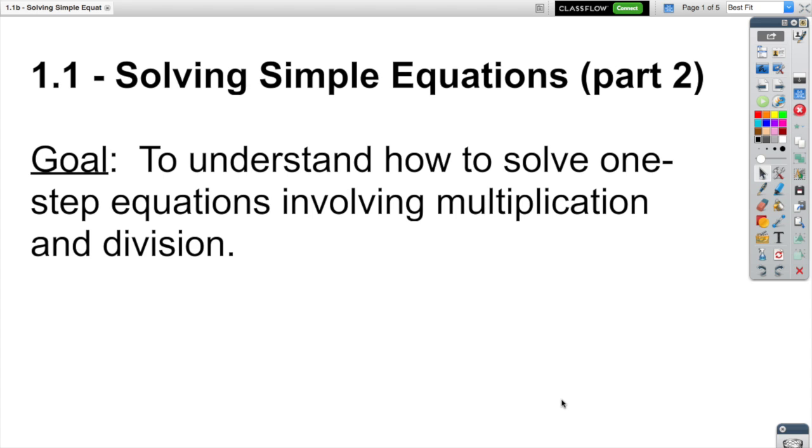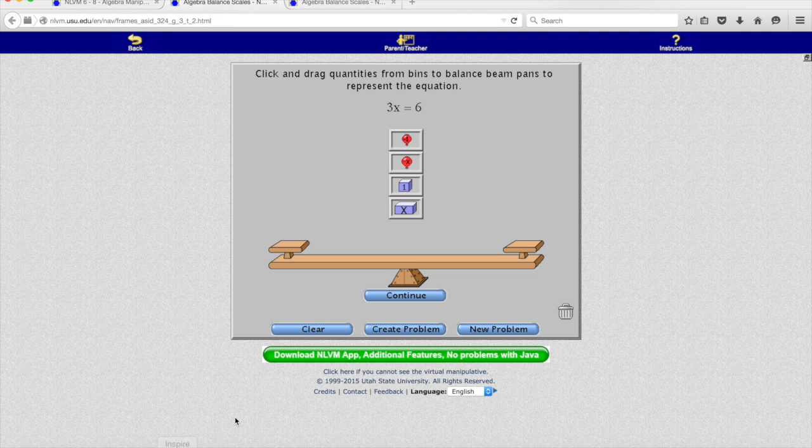So in this lesson, we're going to continue with our last one, which was the same number, 1.1. We're still looking at solving simple equations, but this is part 2, and specifically we're going to understand how to solve one-step equations, but these involve multiplication and division. All right, so I think we'll start off like we did before. We're going to take a look at some balance scales to get the basic idea.